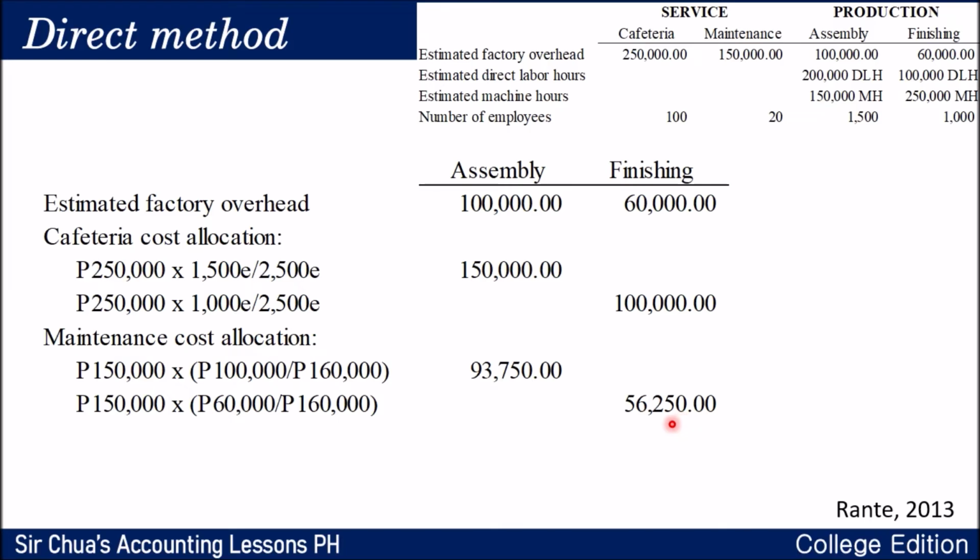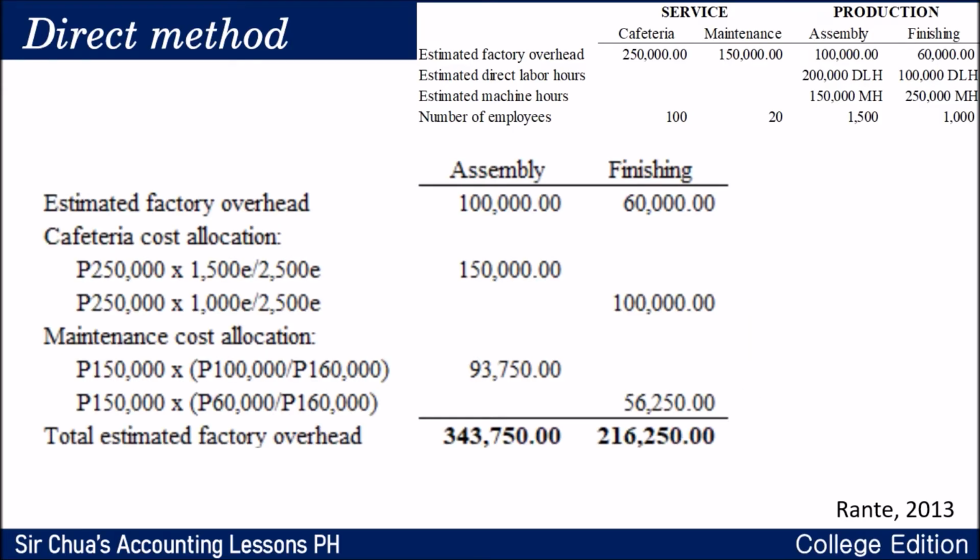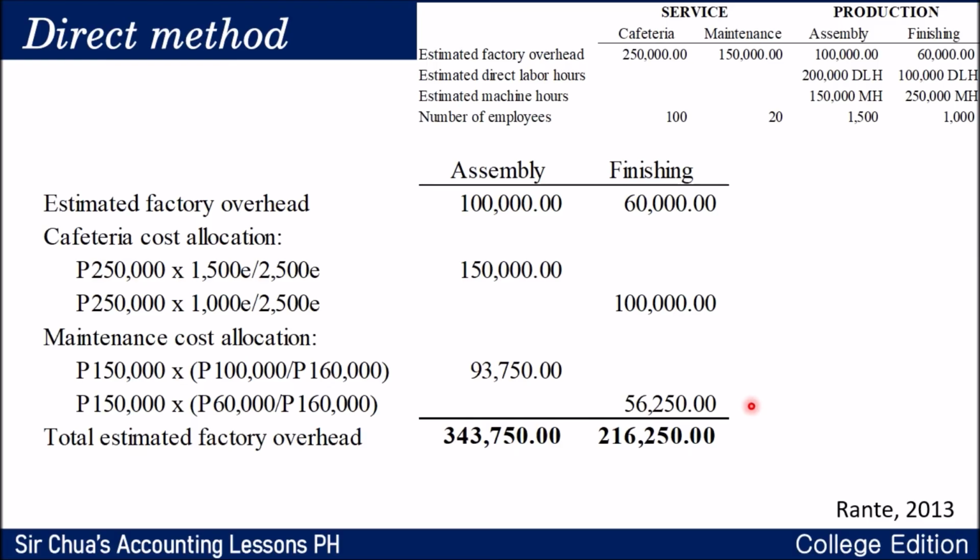So, ang nangyari po sa atin ngayon sa direct method is na-allocate na po natin sa cafeteria, na-allocate na rin po natin si maintenance cost. You just get the total. The total estimated factory overhead in the assembly department is 343,750. In the finishing department naman po is 216,250.